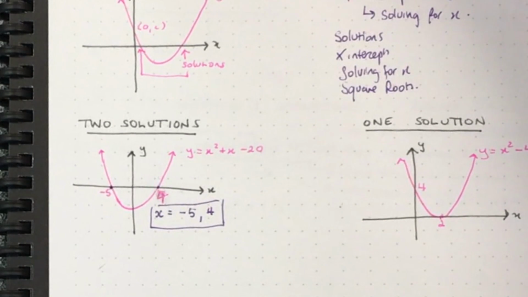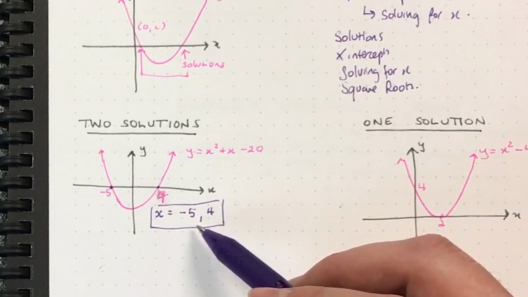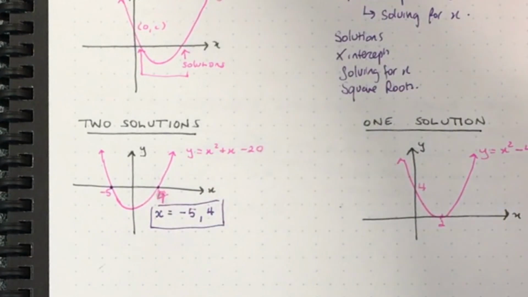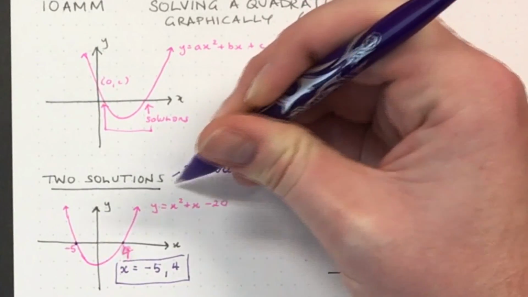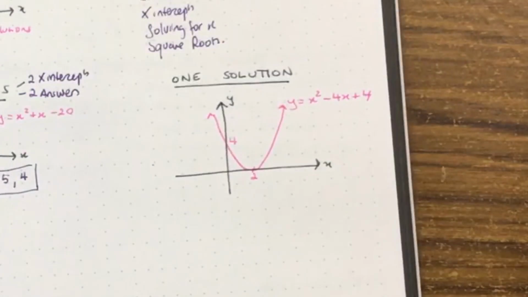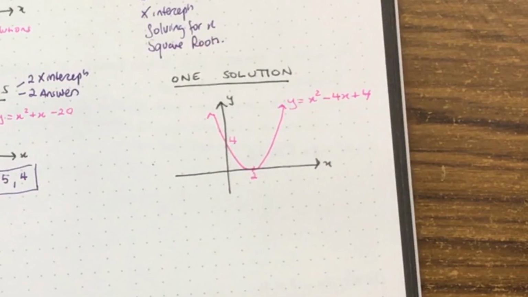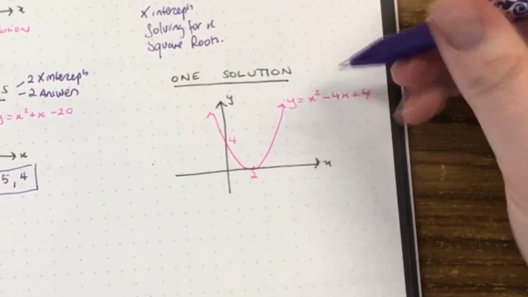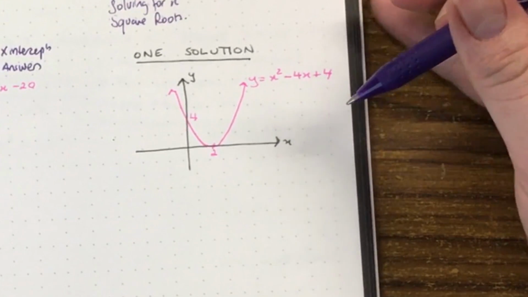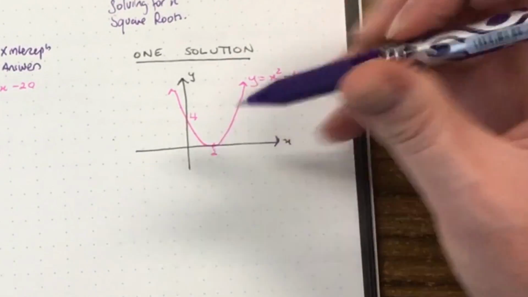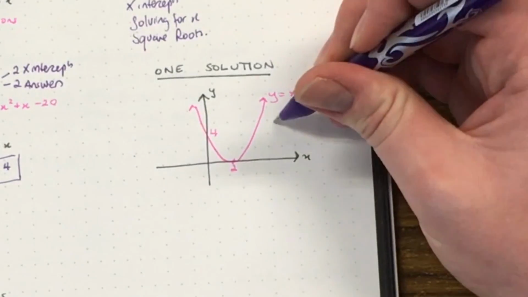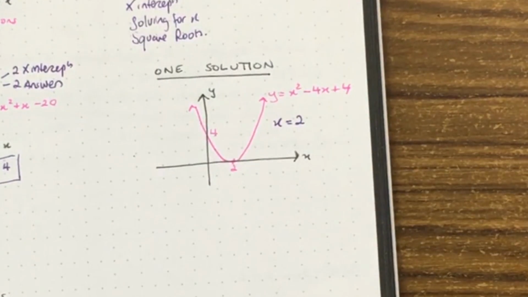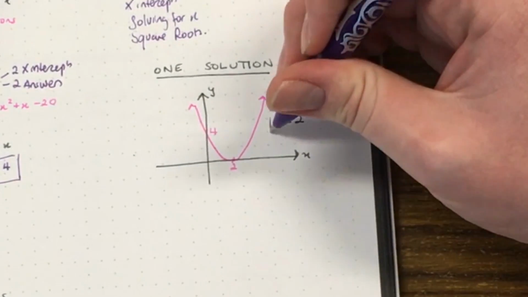So similarly, wait, what? Doesn't it say 2 solutions? Yes, that's 2 solutions. So 2 solutions is the same as saying 2 x-intercepts or 2 answers. Quadratics that have 1 solution would be if they have 1 x-intercept, and on this one, I think on my graph, it's a 2 there. Yep. So therefore, that's literally the answer to solve that quadratic, is x equals 2, and done.